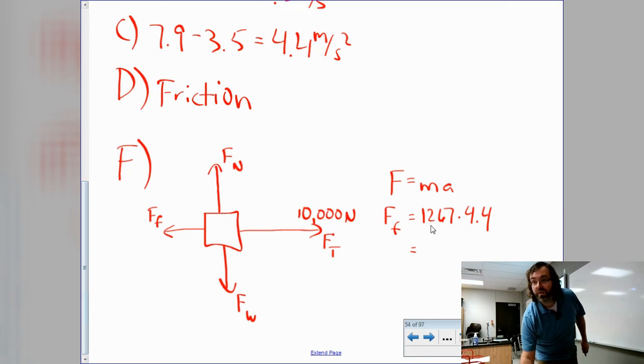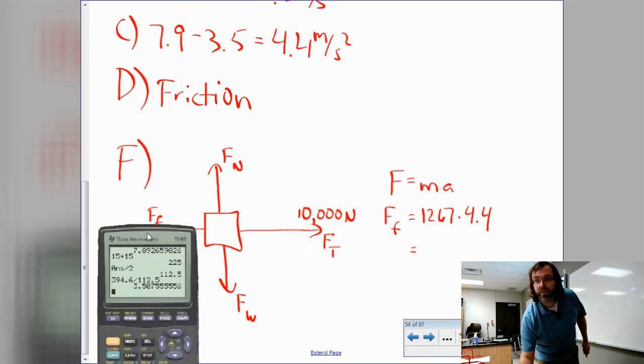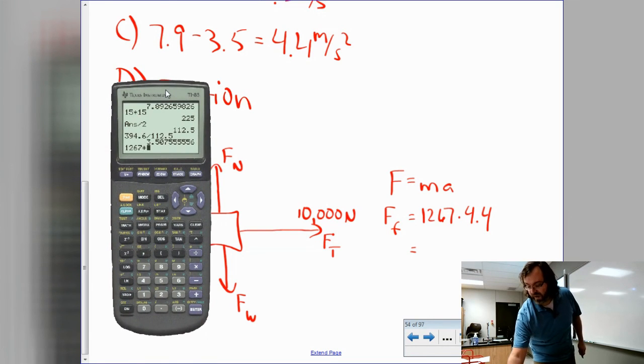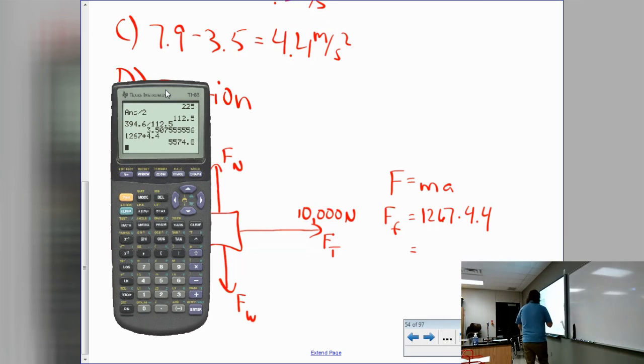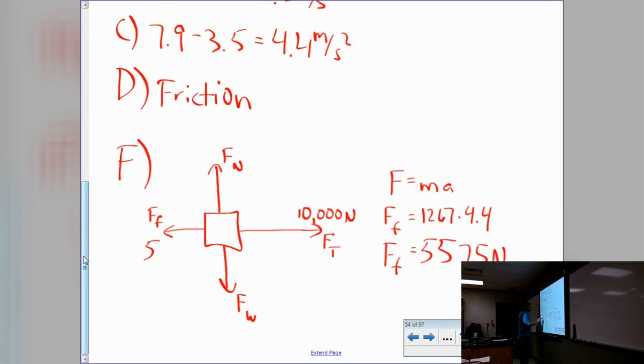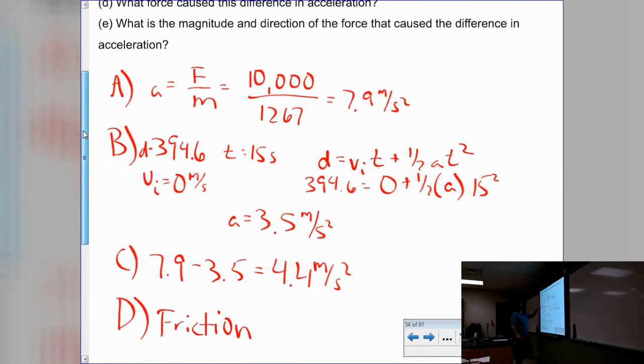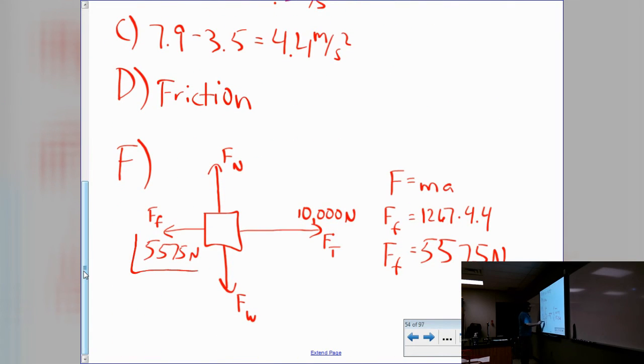And so 1267 times 4.4 gives me a friction force of about 5,575 newtons. That is our free body diagram. I think that answers question 7: what is the magnitude and direction of the force causing the difference in accelerations? If the object's moving to the right, the friction force is to the left.